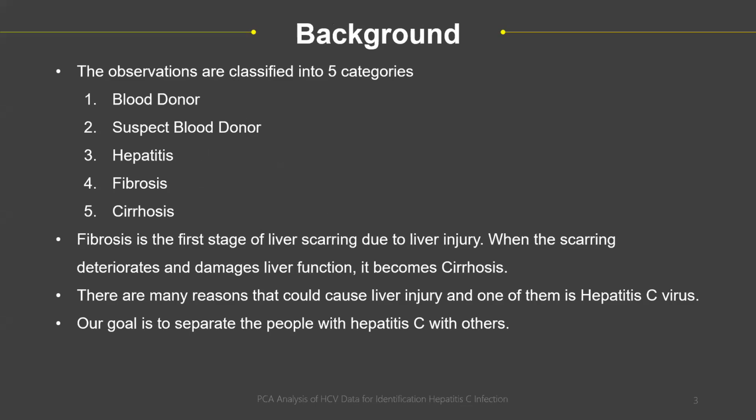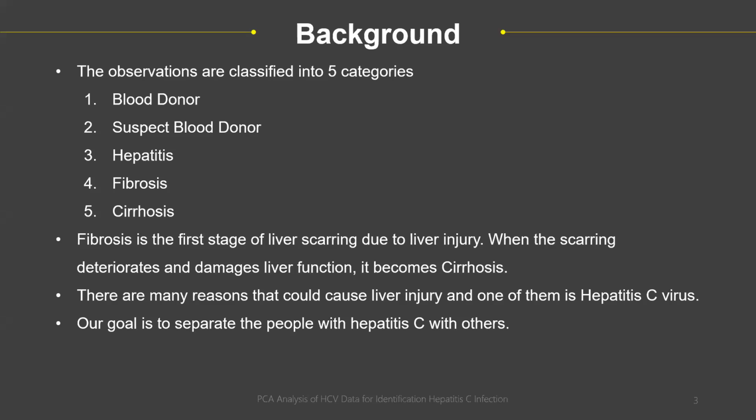All observations are classified into 5 categories: blood donor, suspect blood donor, hepatitis, fibrosis, cirrhosis. Blood donor means they are normal without any liver diseases. Suspect blood donor means their health status is suspicious. They may be carriers of some diseases. Hepatitis refers to being infected with hepatitis C.